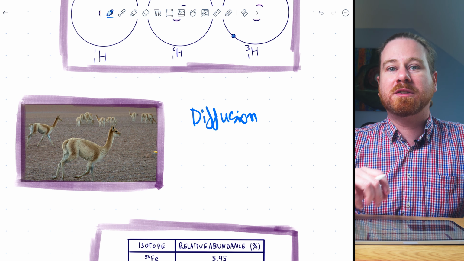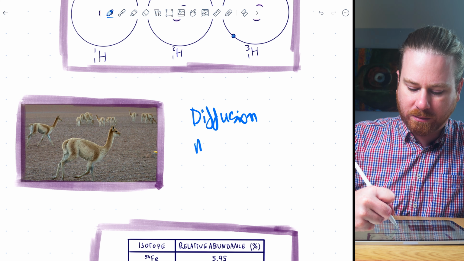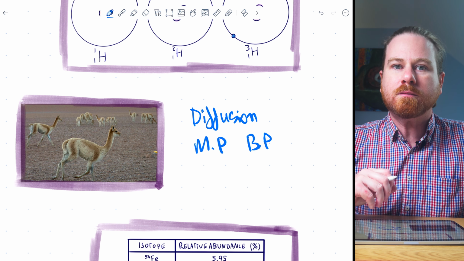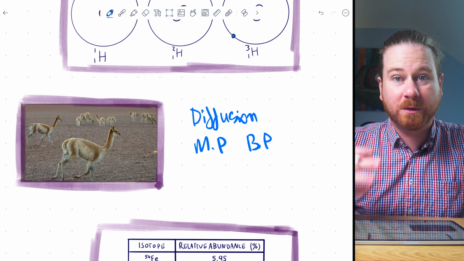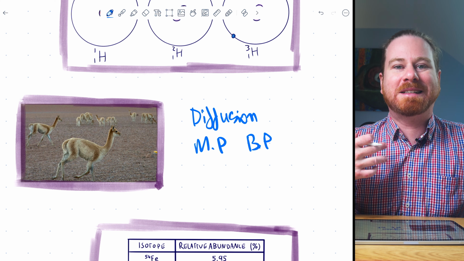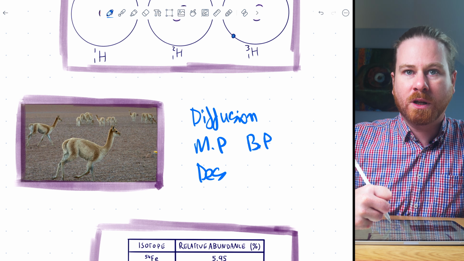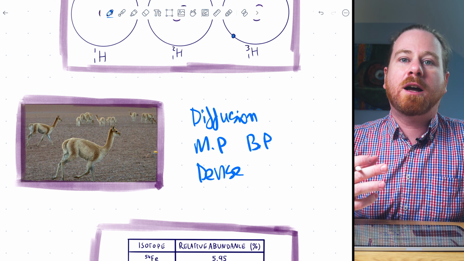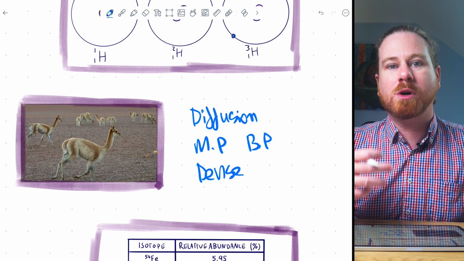Okay, now sticking with our big llama, the bigger llamas might not be able to jump as high. So with the elements, this would be melting point and boiling point. So heavier isotopes would have a higher melting and boiling point. And with those bigger llamas, they are going to be more dense. And with the elements, the same is true. So make sure we spell dense properly. If the isotope has a bigger mass number, the nucleus, and therefore the atom, will be more dense.